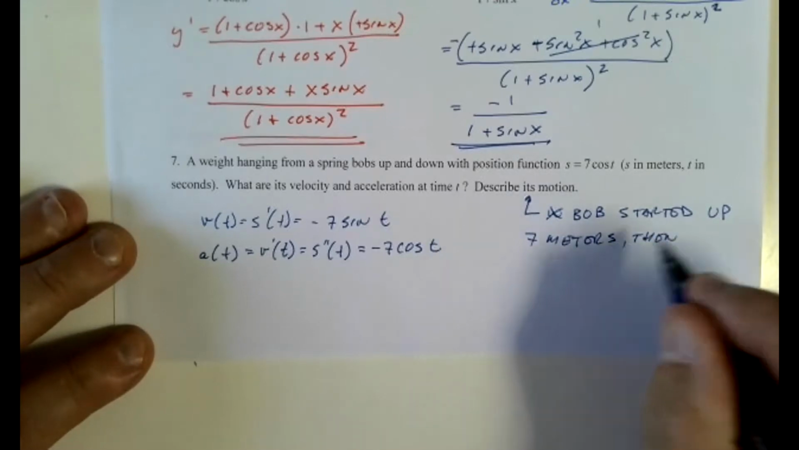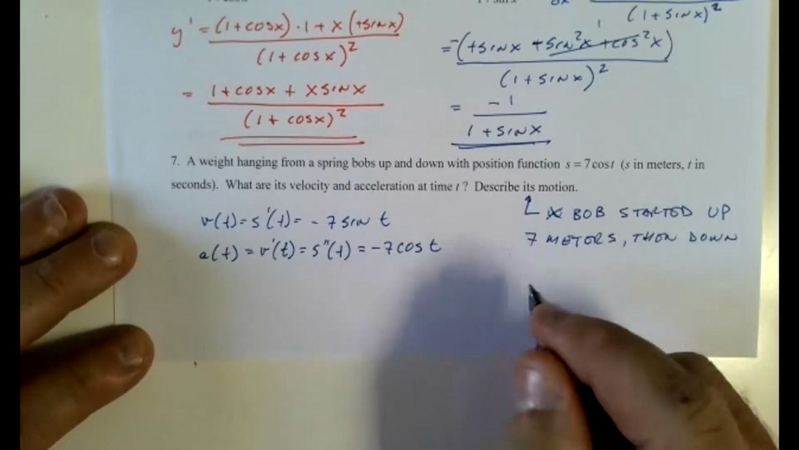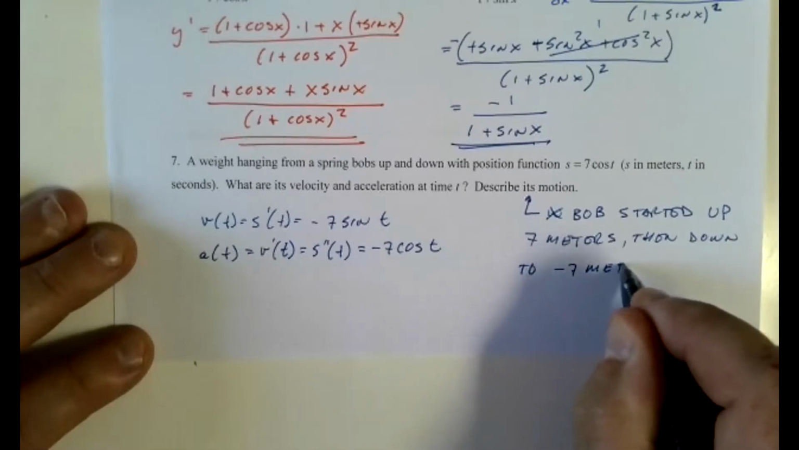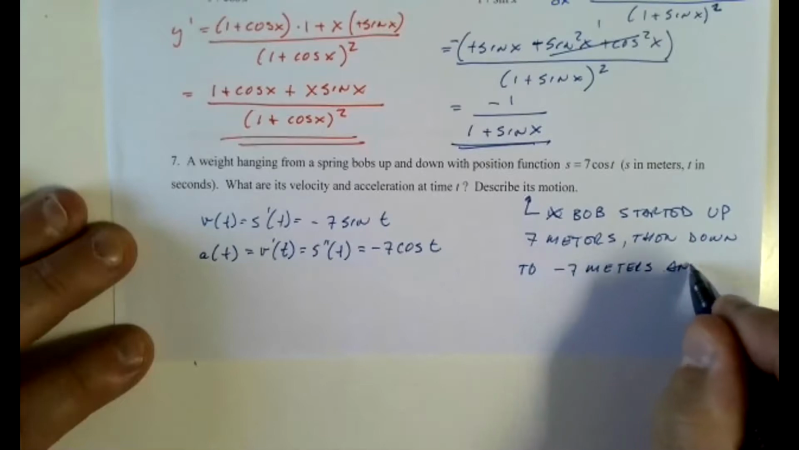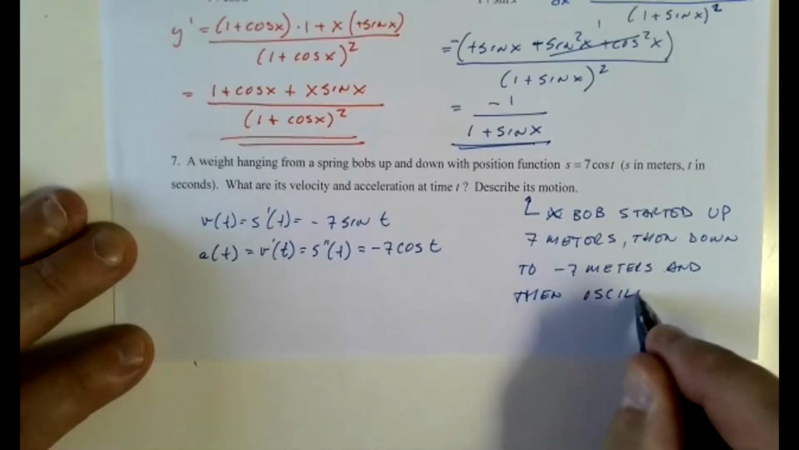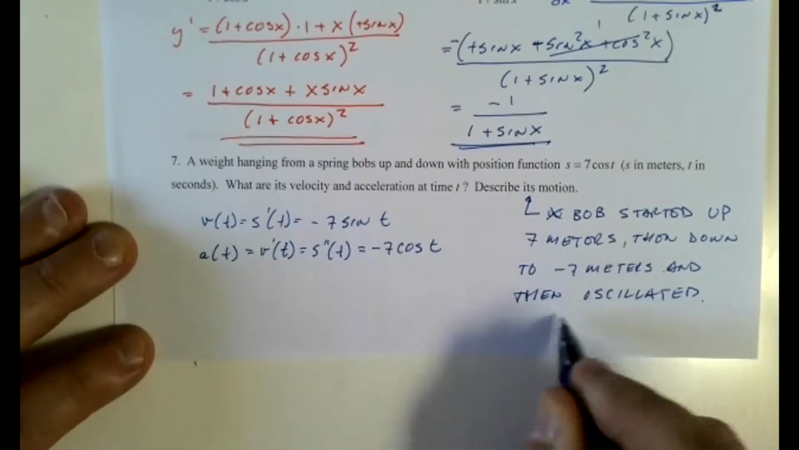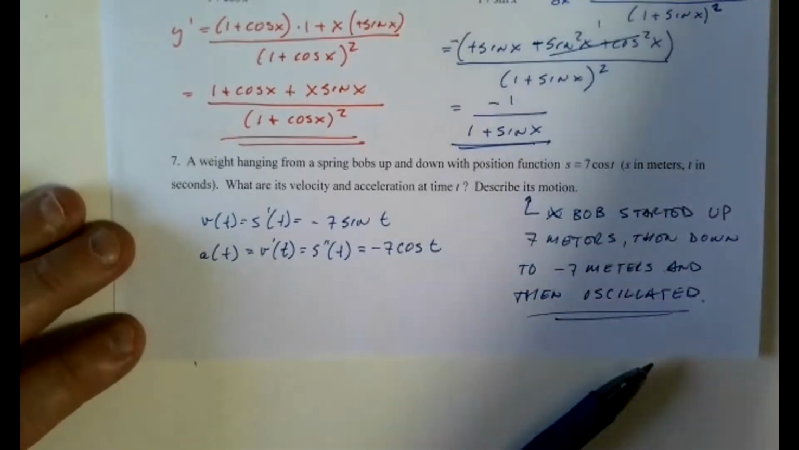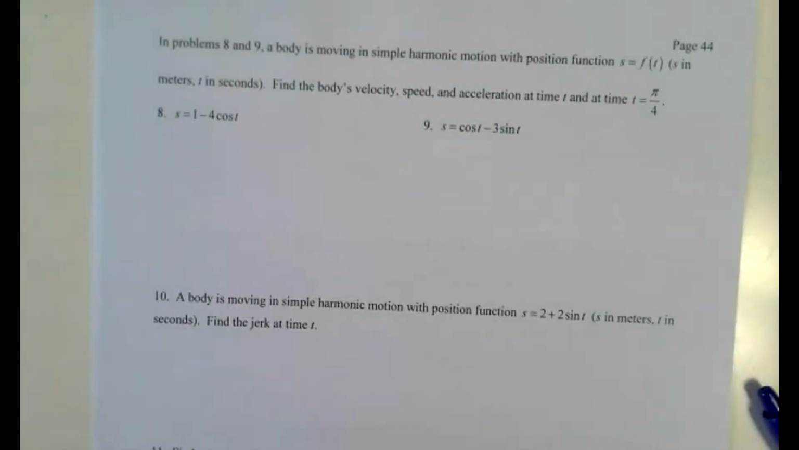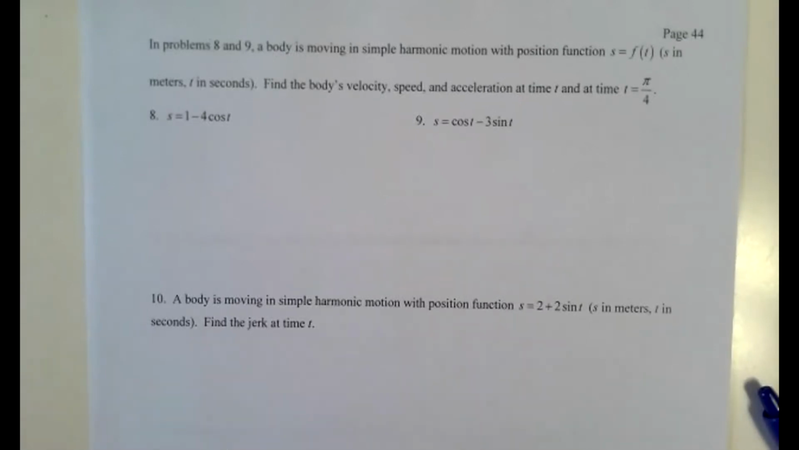Then down to negative 7 meters, and then oscillated. Wow, my hands get sore doing all these problems. Body's moving in simple harmonic motion. Find the body's velocity, and so on.